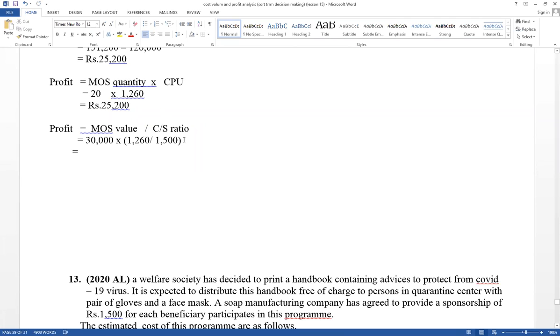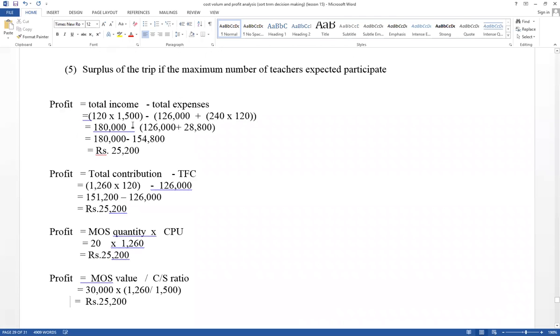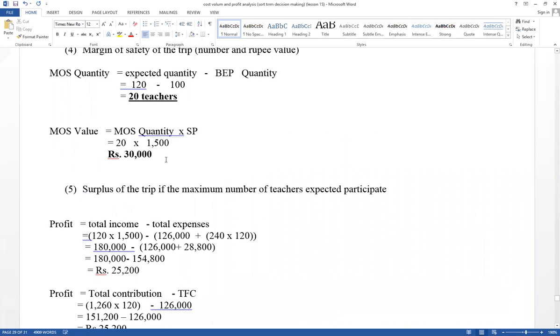25,200. Here, no need to simplify. Just apply contribution divided by selling price. Therefore, this is the profit. No need to apply all the equations, but any equation can be applied. There are 4 equations that can be applied to calculate profit and loss. Then think about the last requirements.